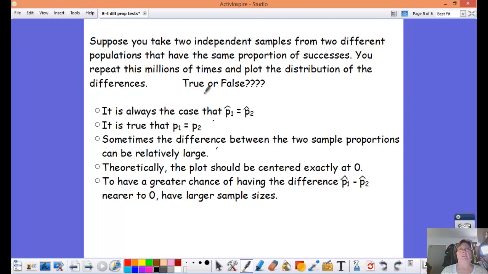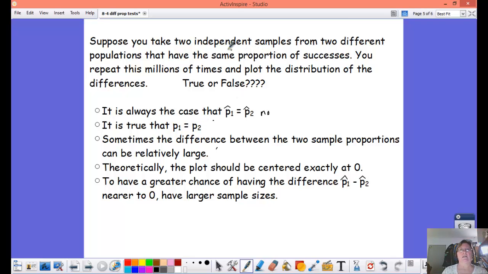Okay, let's wrap up our lesson with a little true or false test here. It says that we're going to take two independent samples from two different populations that have the same proportions of successes. You repeat this millions of times and plot the distribution of the differences. First question, it's always the case that p hat 1 is equal to p hat 2. I don't think you can go there. Those samples could have different proportions based on what we're sampling, even if the population proportions are true.